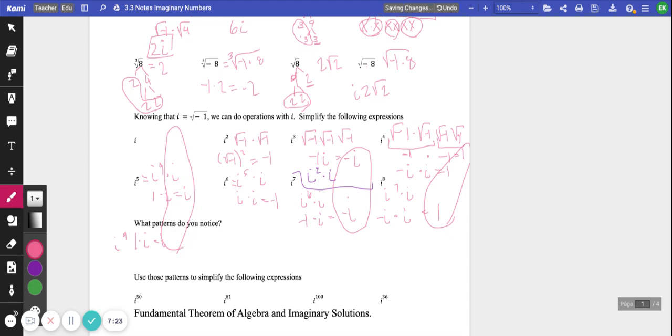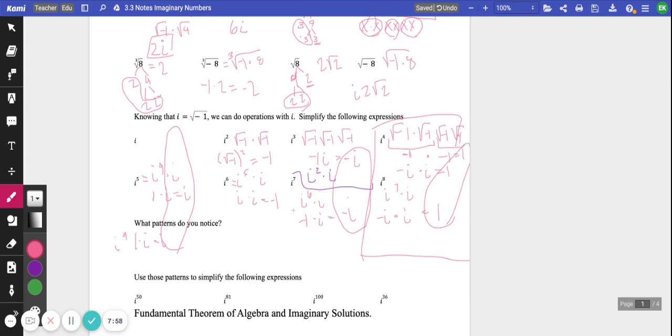So when we are doing i to a power, we are going to get one of 4 options: i, -1, -i, or +1. Those are the only 4 answers that you can get. So let's take a look at what patterns we notice. Well, i to the 4th, these ones are all multiples of 4. Anytime it's a multiple of 4, you're going to get 4 sets of square root of -1s, which we get the -1 and times -1, which is a positive 1. So anytime you have a power that is divisible by 4, you're going to get 1.